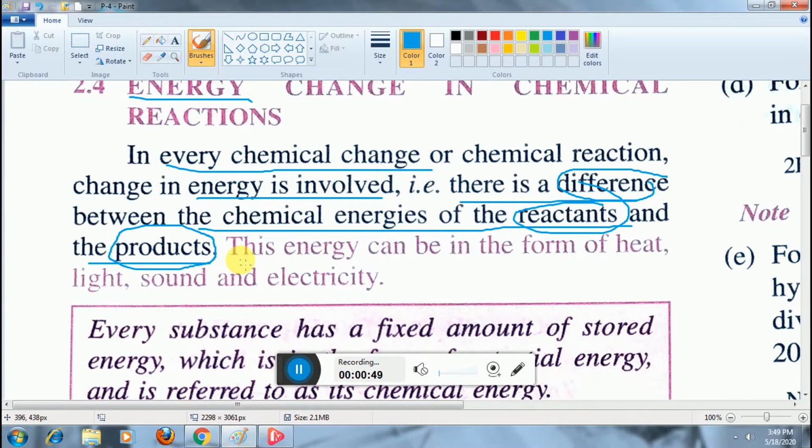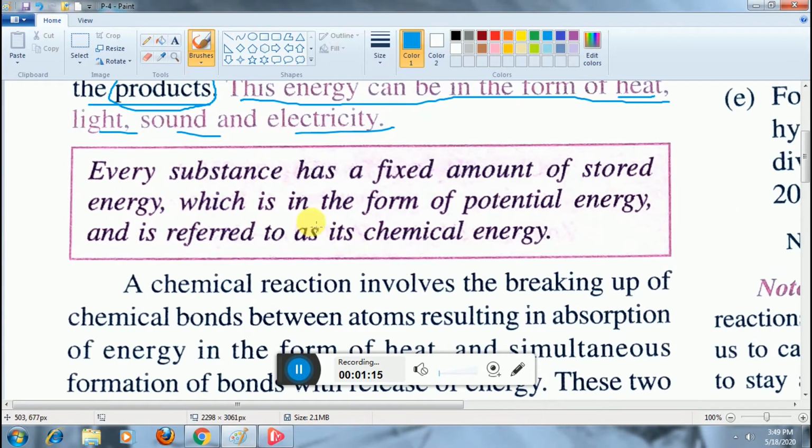As we know, energy can neither be created nor destroyed, and thus to maintain the equilibrium between the reactants and products, the energy may be evolved or may be absorbed during the reaction. Now this energy can be in the form of heat, light, sound and electricity also.